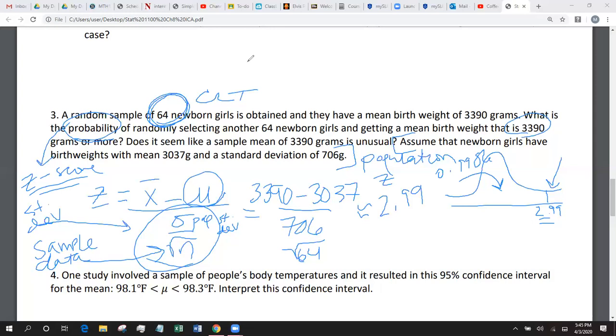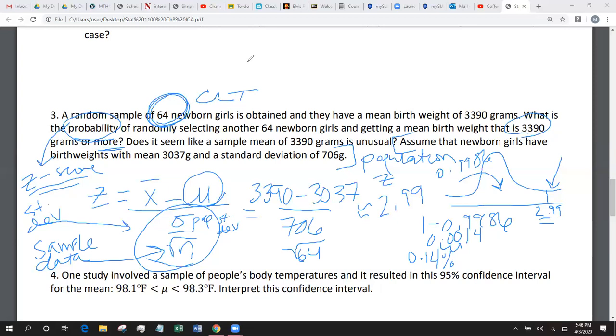We want to be careful that we don't use that as our final answer, because we are looking for the probability of getting 2.99 or more. So now we're subtracting that 0.9986 from 1. I have a value here of 0.0014. If we want probability, you could leave it as that, but it's probably going to make more sense to turn this into a percent. This is the probability of getting a z-score of 2.99 or a mean of 3,390 grams or more. The probability of that is less than 1%.